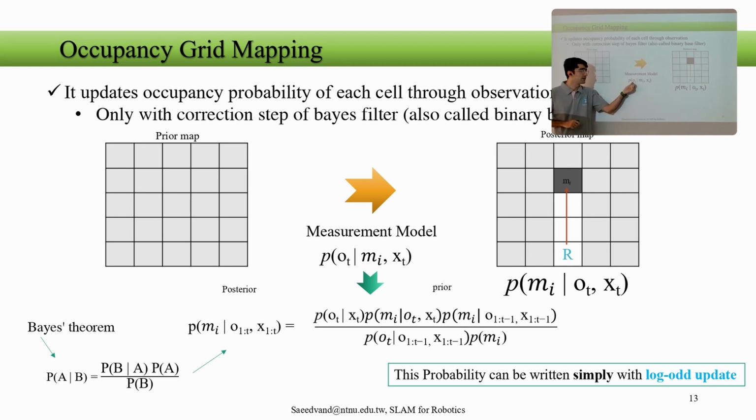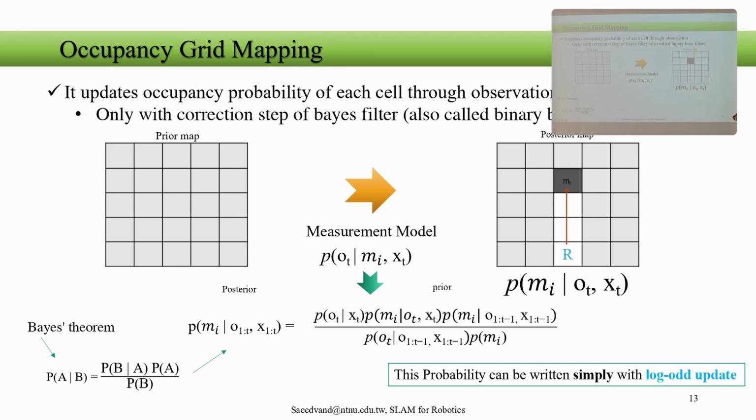Here, the measurement model says the observation given the map and x. Here, it is the map given the observation and the poses. So they are swapped. How can we achieve this, and at the same time how can we bring the Bayes filter inside?